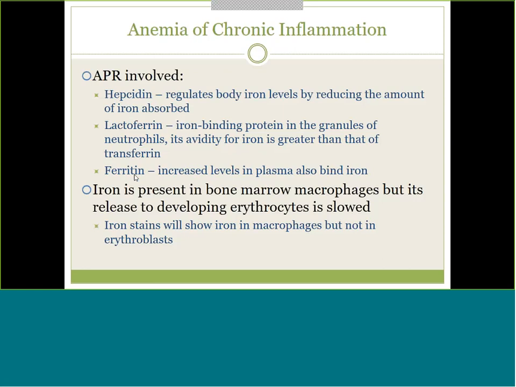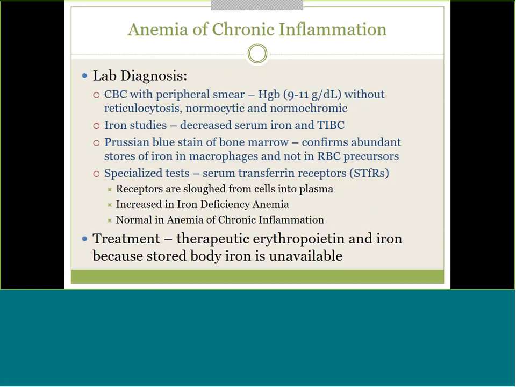So it says, iron is present in bone marrow macrophages. It's all stored up here in these lactoferrin, ferritin, but its release to developing red cells is slowed. So we're going to see it in there. It can be seen when you stain, but it's just not available. It's bound up in these proteins and can't get there.